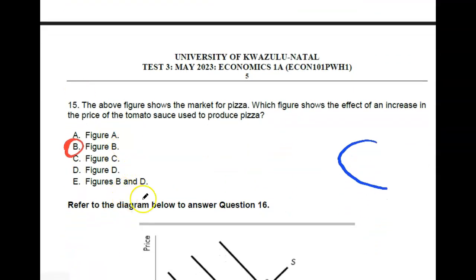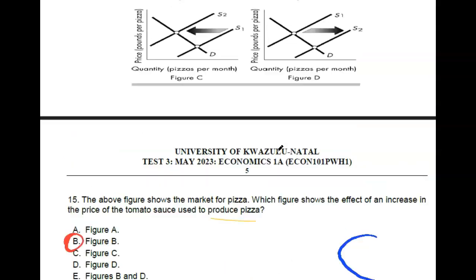With this one I got wrong. In the above, the market for pizza, which shows an increase in the price of tomato sauce. Now, think about to produce pizza, keyword produce. I never saw that. That's why I got it wrong. So, what effect does an increase in the price of tomato sauce used to produce pizza have? Obviously, if the price of tomato sauce goes up to produce pizza, then the supply of pizza will go down, right? Because producing it, you need tomato sauce.